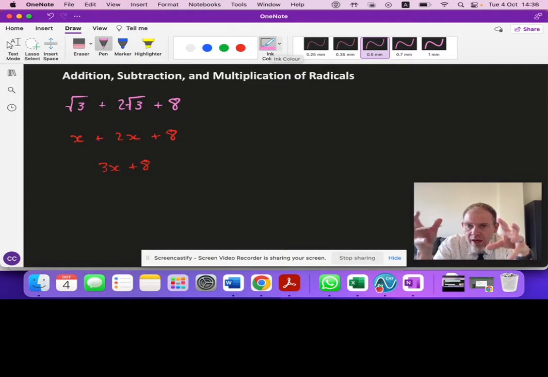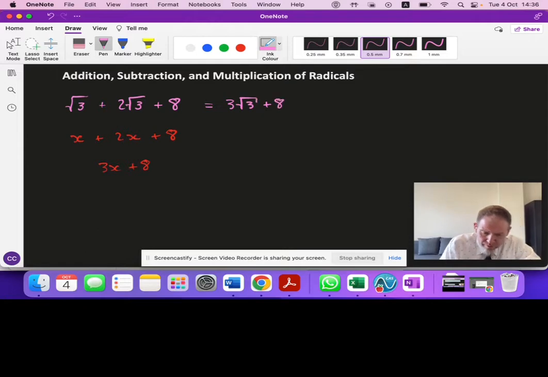All we can do is gather like radicals, because the square root of 3 and the square root of 3 are the same thing. We can gather that together, and this would actually turn out to be 3 square roots of 3 plus 8. A lot of times when I write something after a radical, I put that little close box on my radical just to make sure that everyone remembers that we're stopping there. That's as much as we're taking the square root of. Okay? Same thing happens with subtraction.